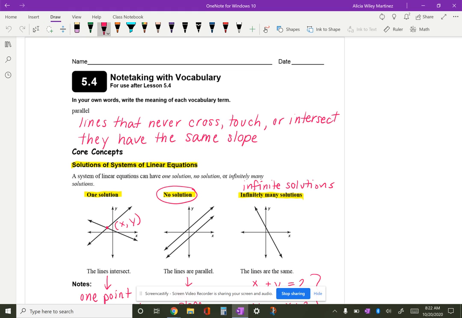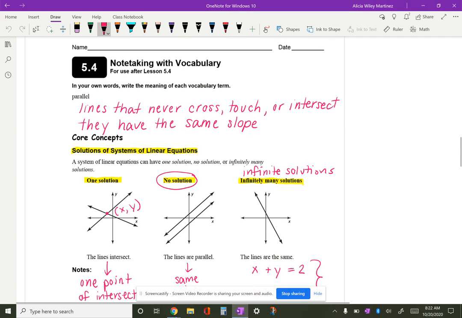Hello, Algebra 1 students. This is Miss Wiley, and today I'm going to talk a little bit more about the information in section 5.4, along with what we had just recently talked about in section 5.2, which is solving systems by substitution. So we had already talked about different solutions of a system of linear equations.